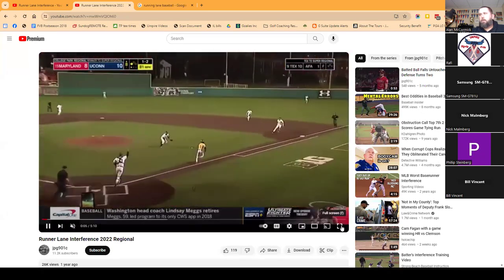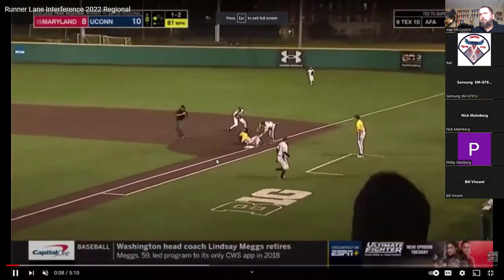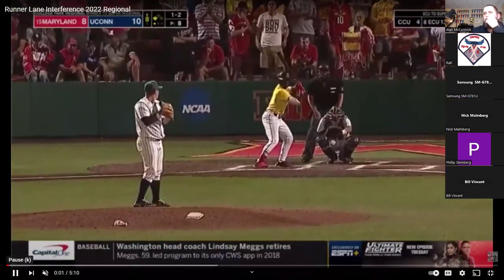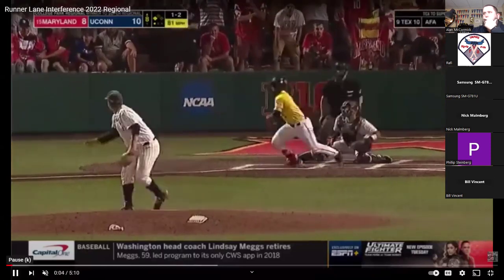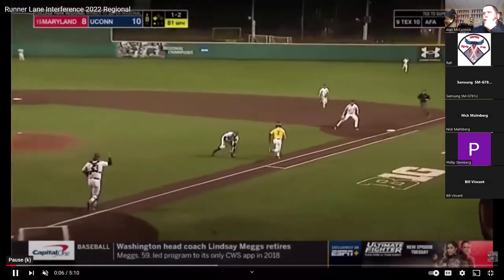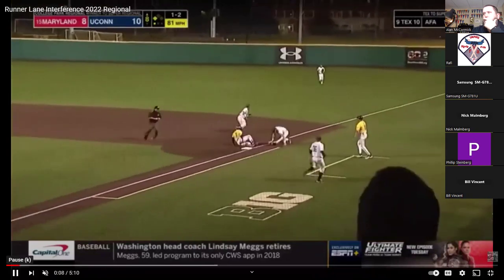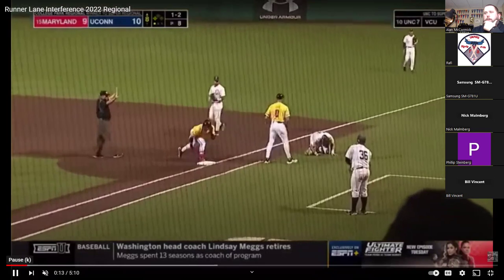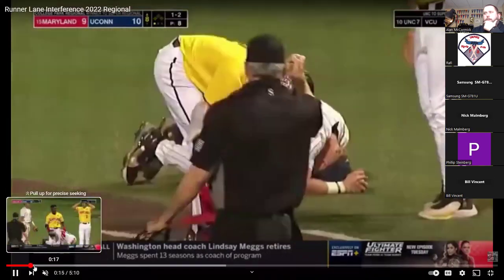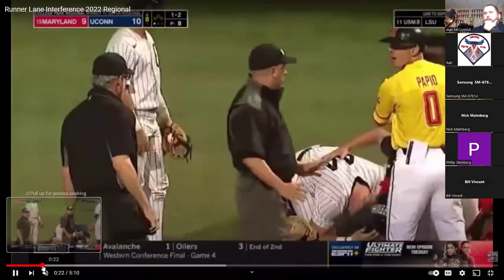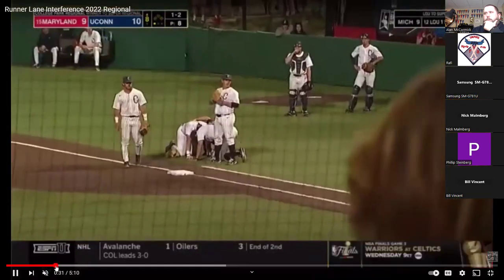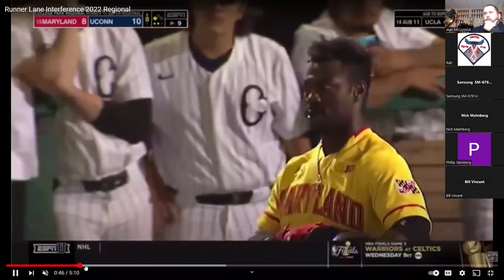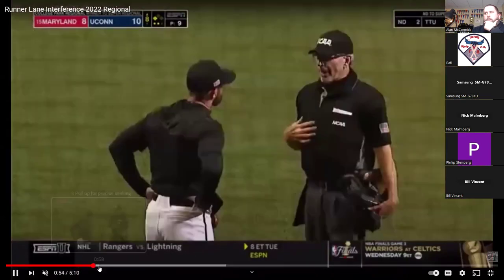All right, let's get this full screen here. Get a better angle here in a second. Pretty sure that was interference the whole way through, it looked like.